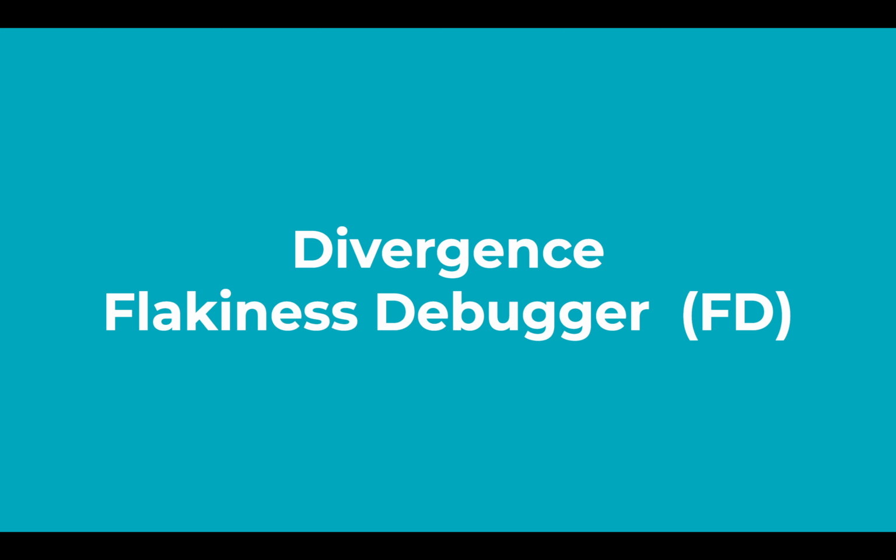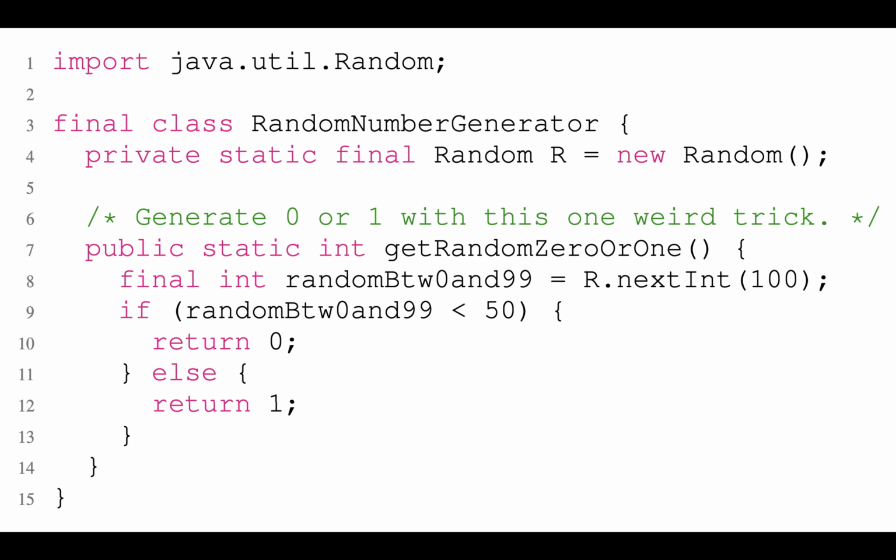So now I'm going to explain our algorithm to help debug them and the tool that implements it, called Flakiness Debugger, FD for short. I'll start with an example. In this example, between lines 7 and 12, this is a method that returns 0 or 1 randomly. It uses the built-in random number generation in Java. So this is, let's say, the production code.